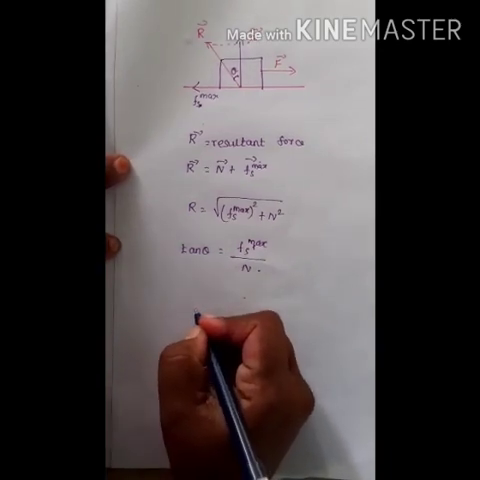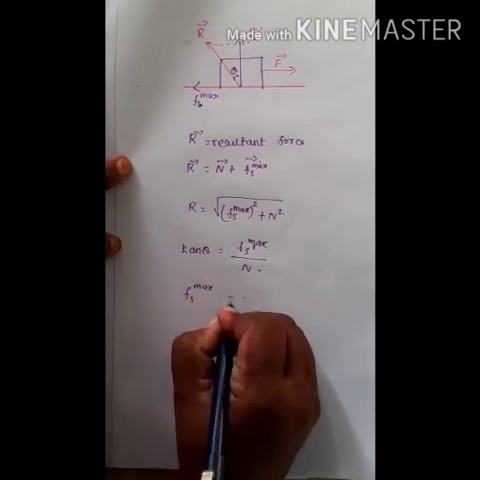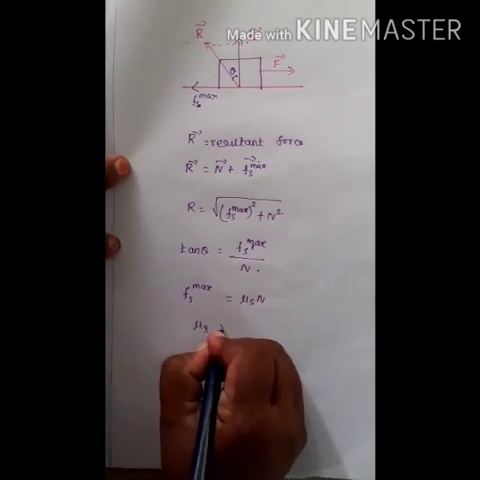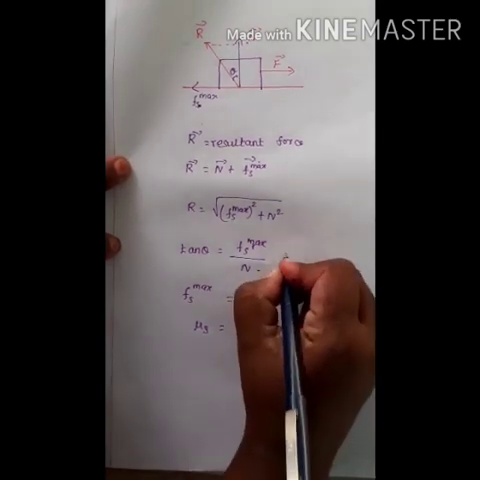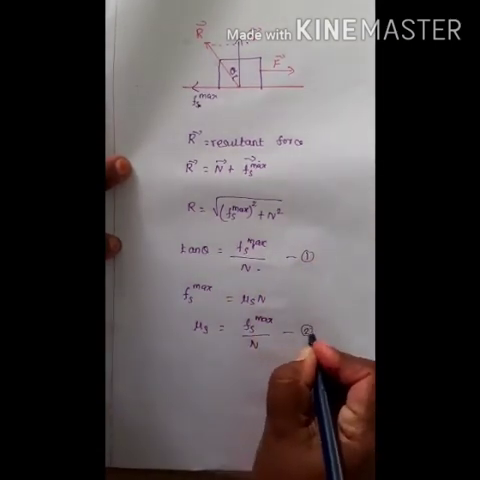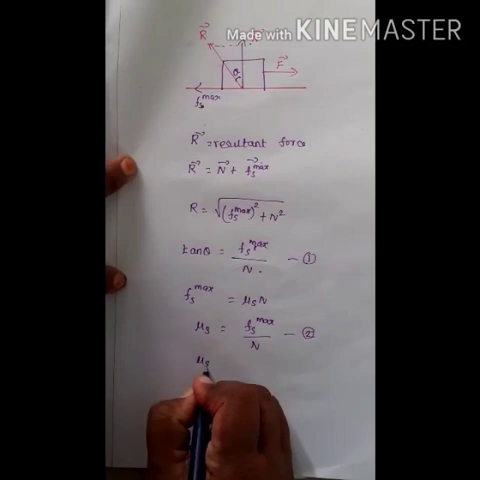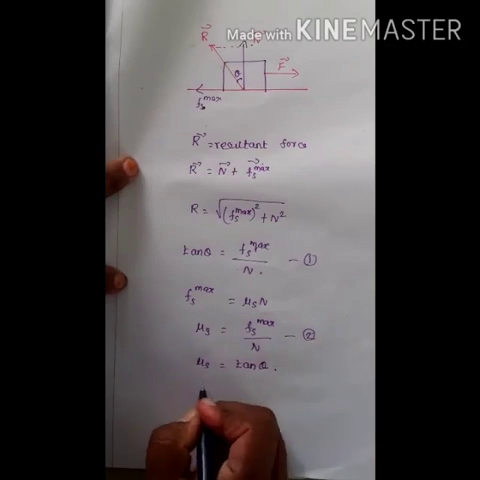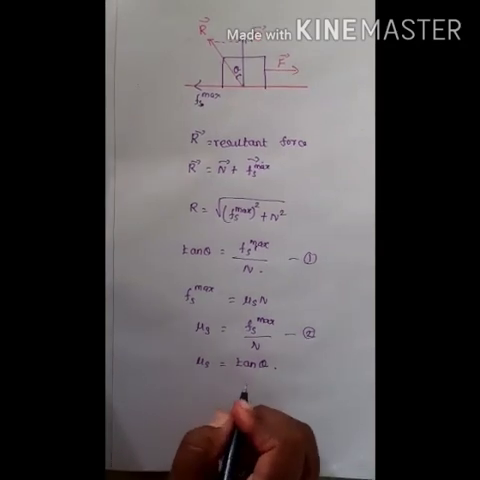When the object begins to slide, F_s maximum is equal to mu_s into N. Therefore, mu_s is equal to F_s maximum by N. This is equation number 1. This is equation number 2. Comparing equations 1 and 2, the mu_s value is equal to tan theta. Mu_s is the coefficient of static friction. The coefficient of static friction is equal to the tangent of the angle of friction.